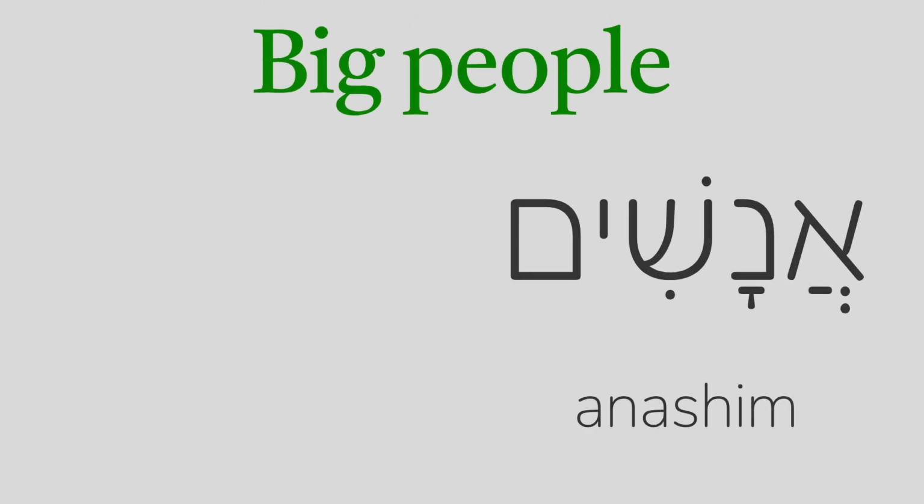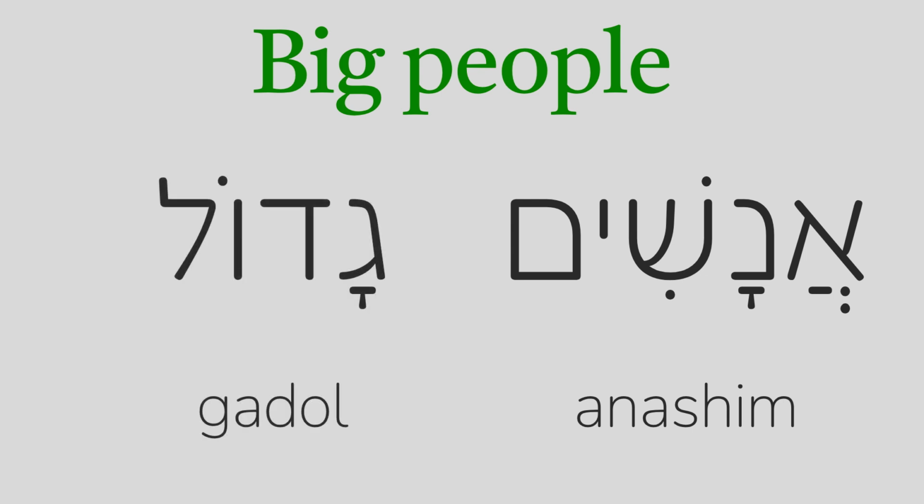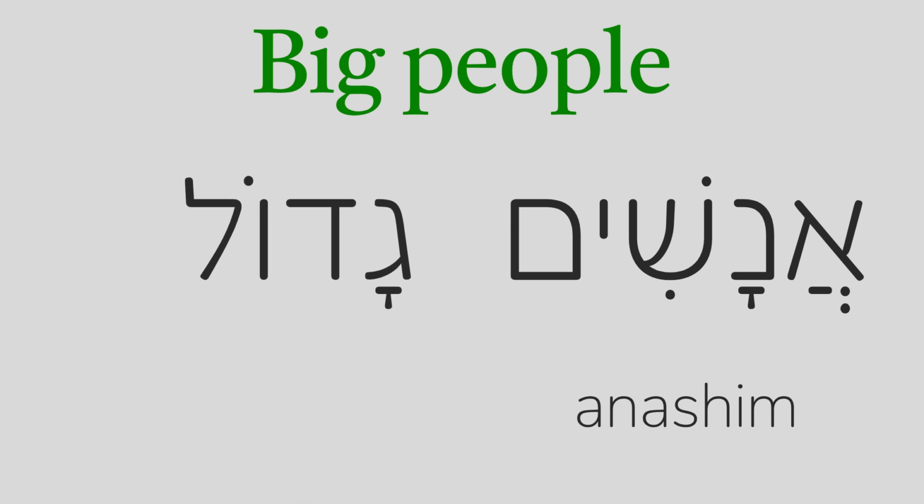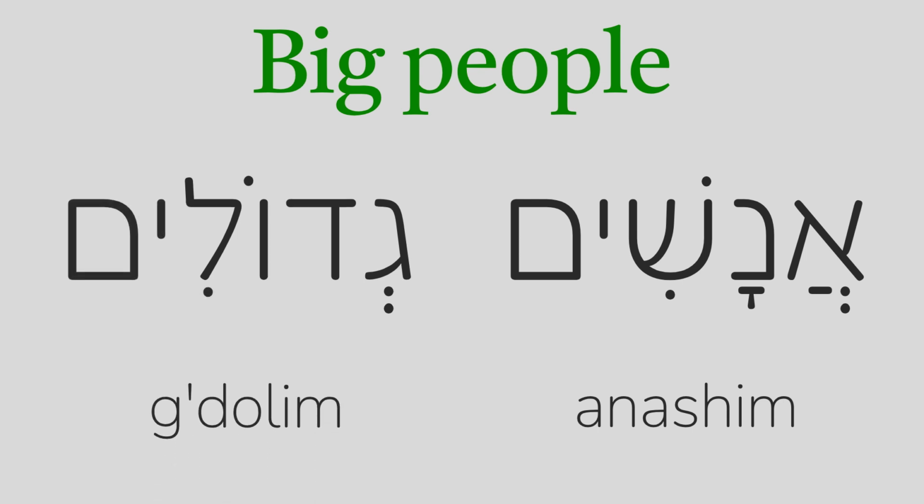And how about big people? People is anashim, which is a masculine plural noun, and the adjective big is gadol. First of all, we'll have to put gadol into a masculine plural form to agree with anashim. To do this, first we have to shorten the first vowel to a schwa because we are adding an ending onto a two-syllable word. Then we add the im ending, which we use for masculine plural words. So we have gadolim, big, in masculine plural form, to agree with anashim.